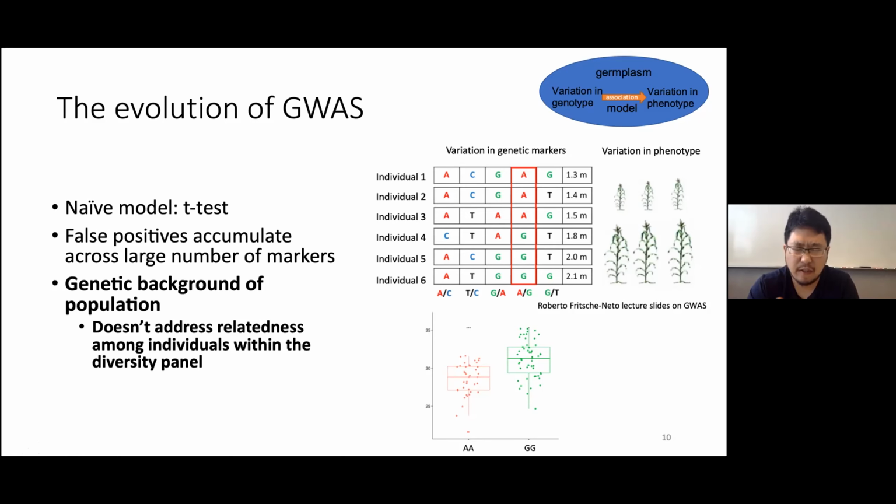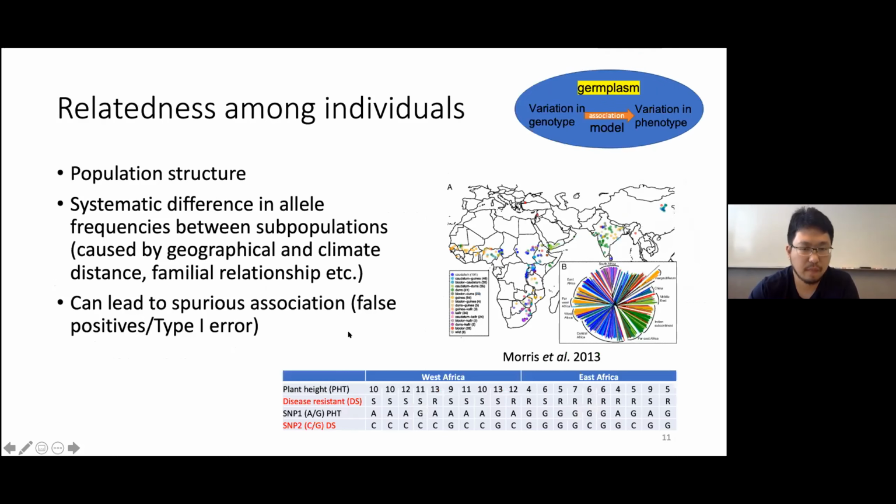So when we talk about the relatedness among the individuals, usually we're talking about two things, and we'll go through them in the next couple of slides. So the first thing about the relatedness among the individuals is called population structure. So let's take a look at this example here.